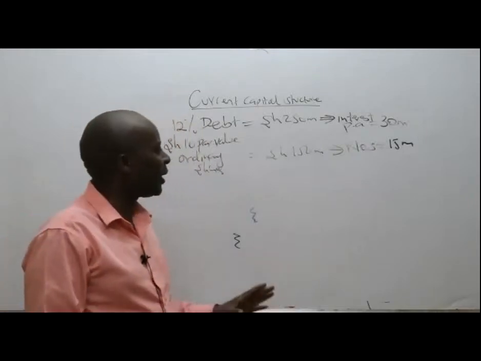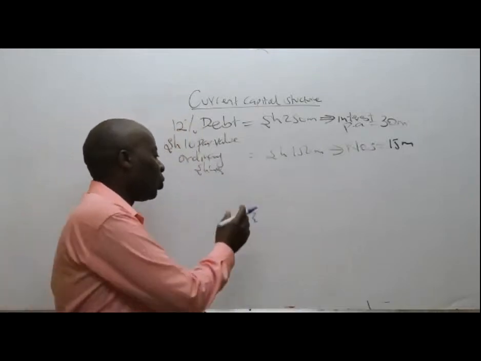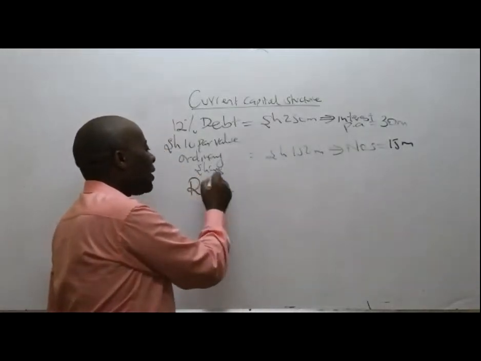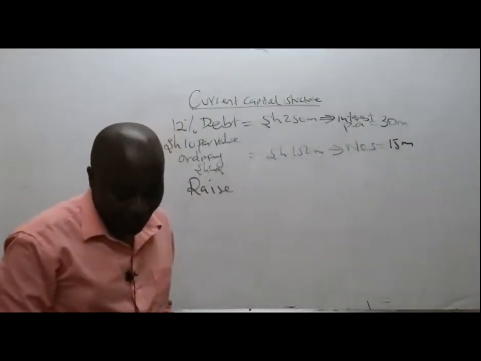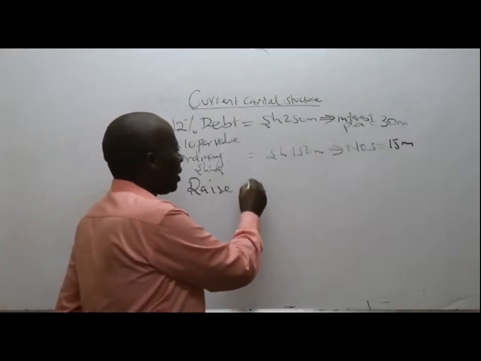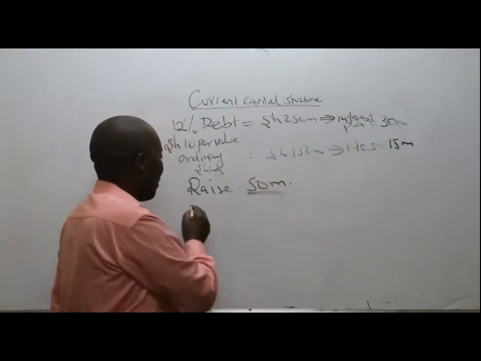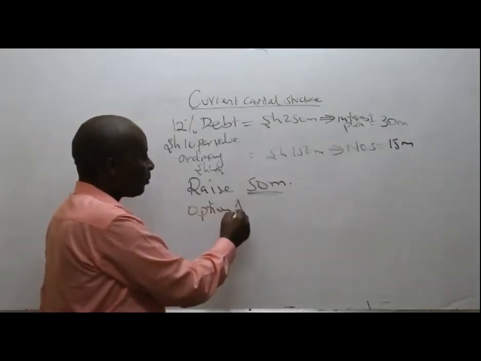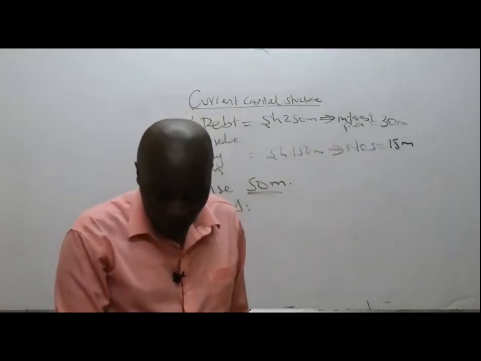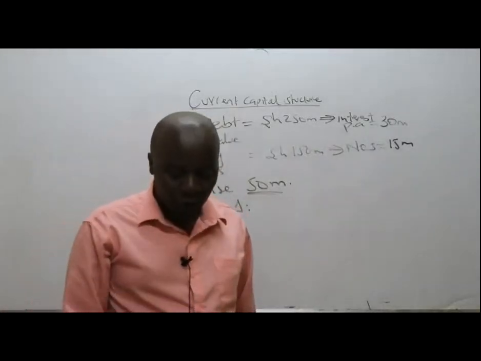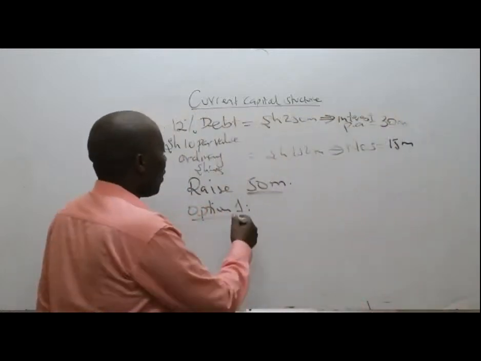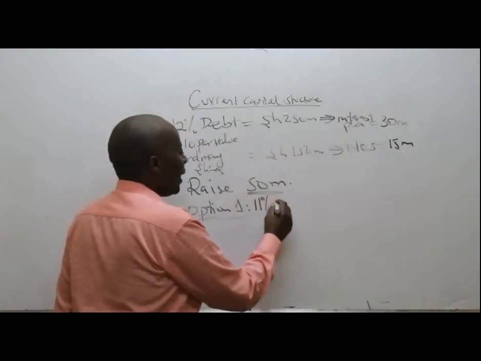Now, ladies and gentlemen, listen. What do they want to do at the moment? They want to raise new capital, 50 million. They have three options. Option number one is to issue an 11% debenture stock. So option number one, issue 11% debt.